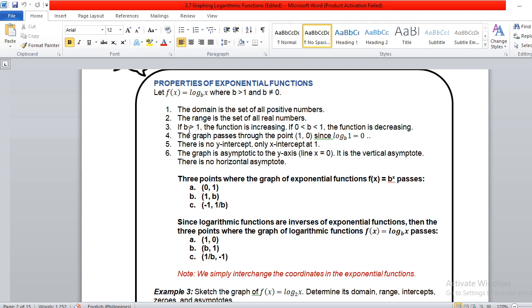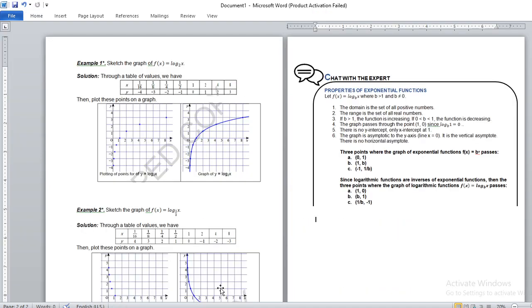Next, if b is greater than 1, then the function is increasing. If b is greater than 0 but less than 1, then the function is decreasing. Let's try to look at the example. As we can see, if b is greater than 1, as in log base 2 of x, the 2 here is greater than 1, therefore our graph is increasing.